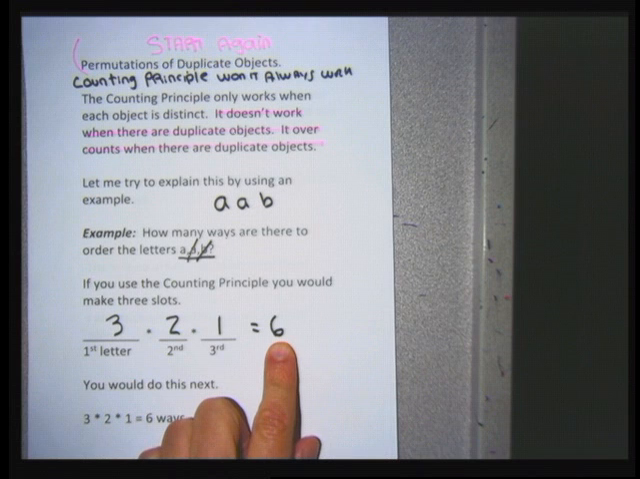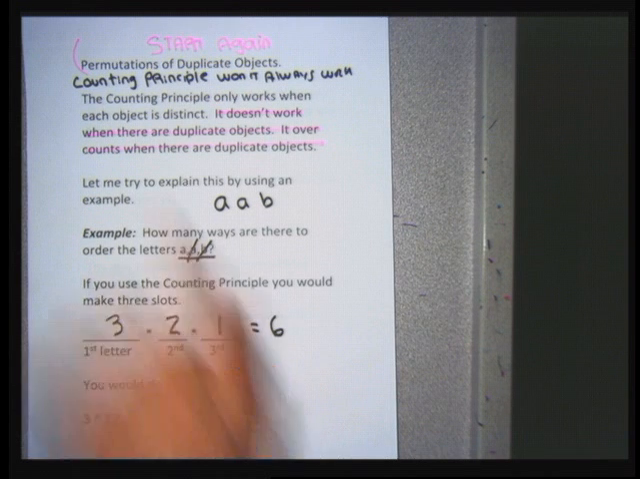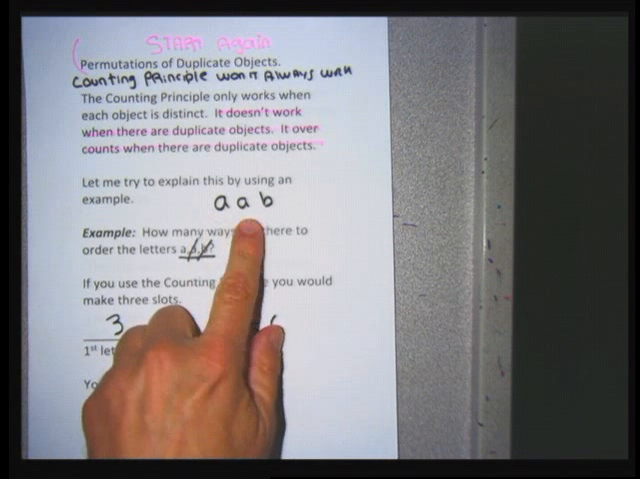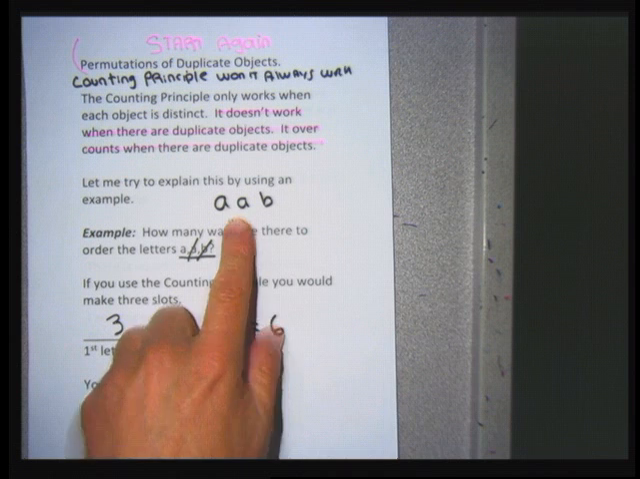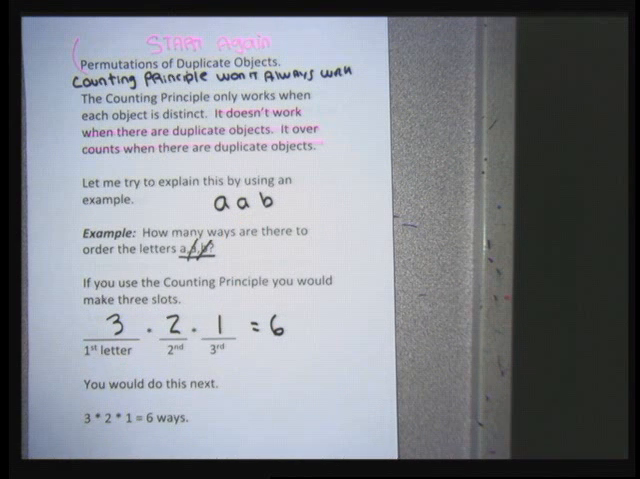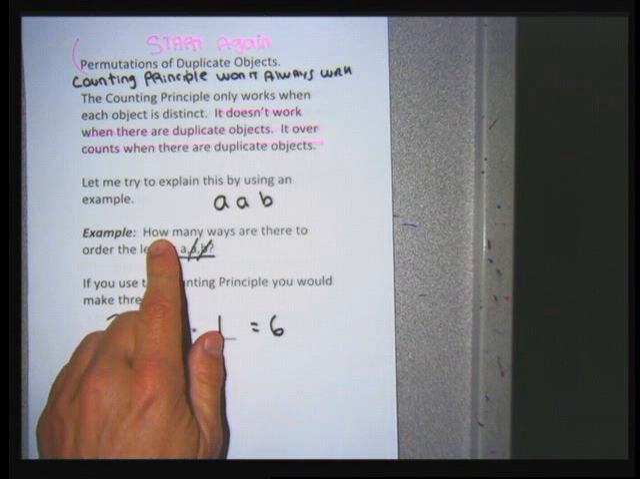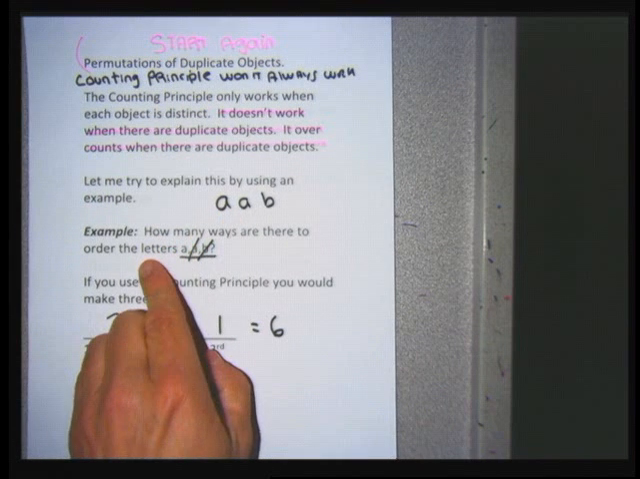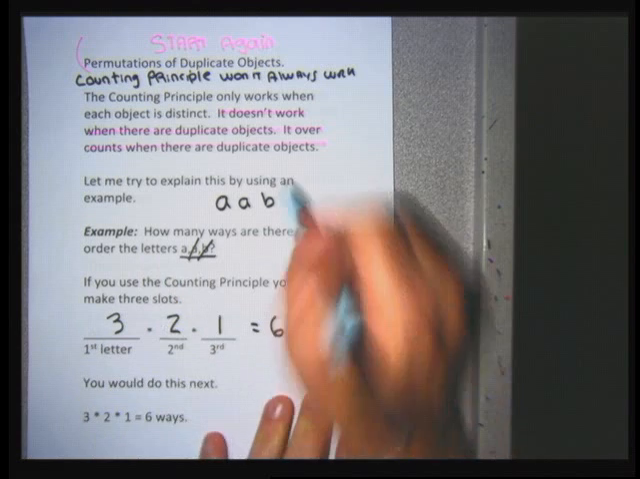That's not the case. What happens is the counting principle overcounts when there's duplicate objects. And in my list of what I'm ordering here, there's duplicate A's. In the STARP problem, the counting principle worked because all the letters were unique. So I know that the counting principle overcounts this. In fact, I can list this pretty quickly. How many ways are there to order the letters? Here, this is one way.